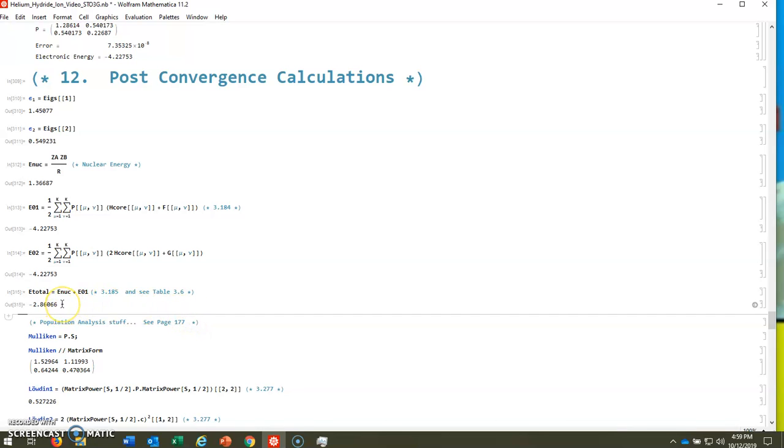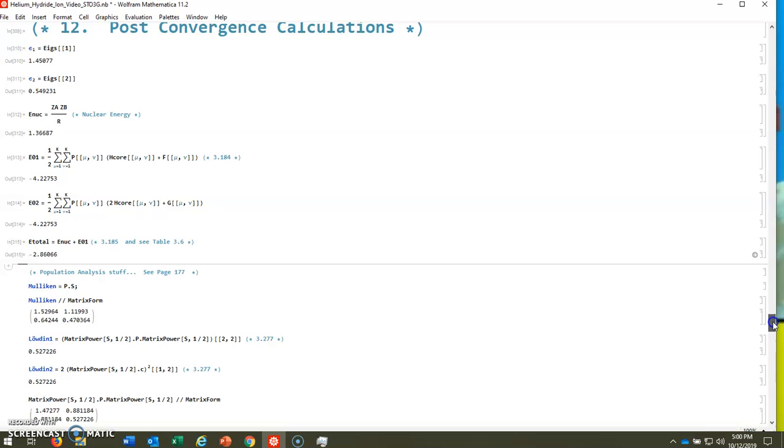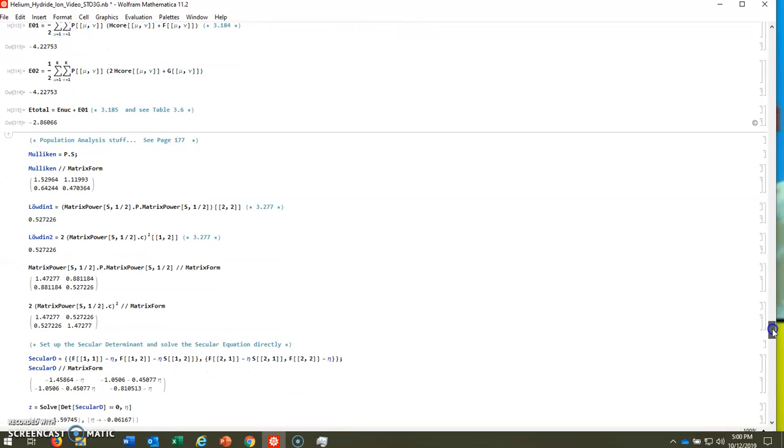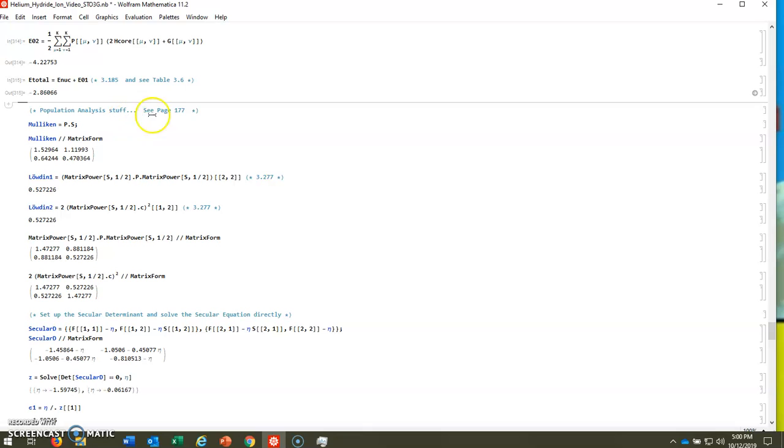If a person were running this program because they wanted to find the bond length, then you would put in different values of R up at the beginning of the program, and then you calculate this E total, and where you found E total to be a minimum value, you would take that to be your optimum bond length. So this negative 2.86 should be about as low as you can get for placing the helium nucleus and the hydrogen nucleus.